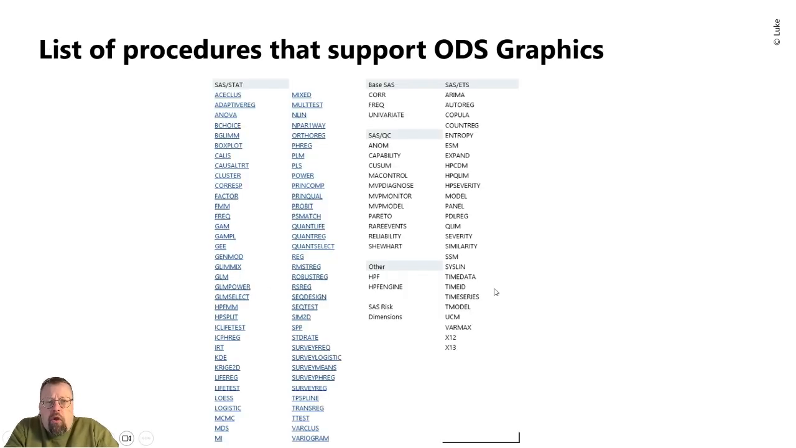Here is a long list of procedures that do support using ODS graphics. Quite many under SAS Stat, a few under Base, and also some under other SAS products, such as SAS ETS, that's econometric tools, and QC is quality control tools, and so on.